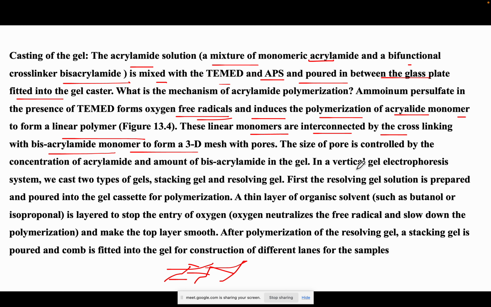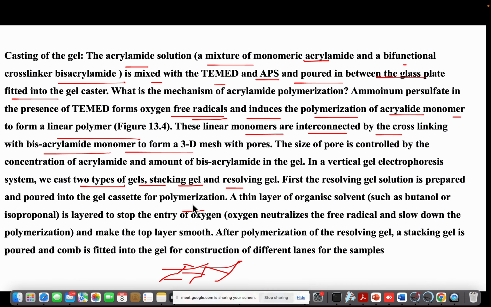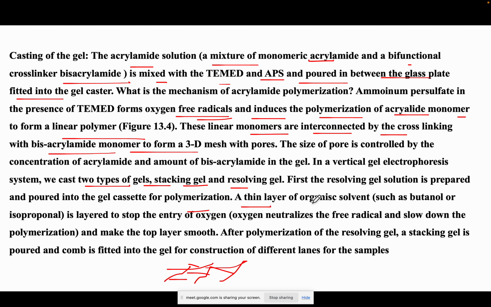In a vertical gel electrophoresis system, we cast two types of gels, stacking gel and resolving gel. First, the resolving gel solution is prepared and poured in the gel cassette for polymerization. A thin layer of organic solvent such as butanol or isopropanol is layered to stop the entry of oxygen. Why? Because oxygen neutralizes the free radicals and slows down the polymerization, and this also makes the top layer smooth.